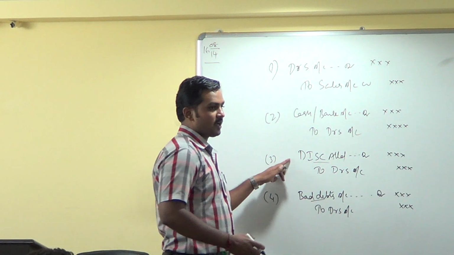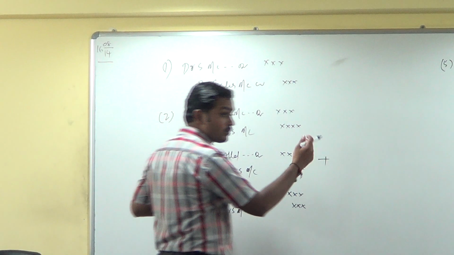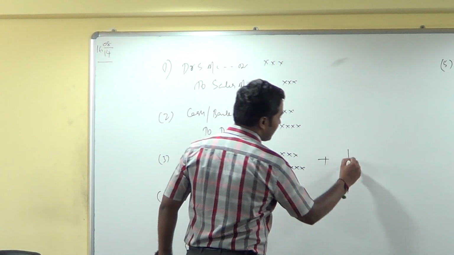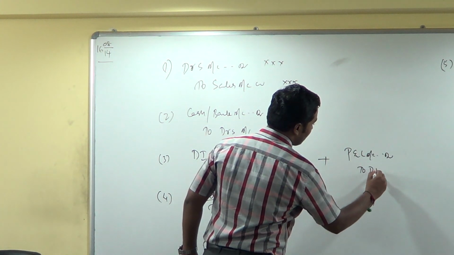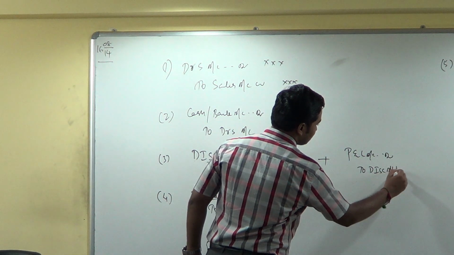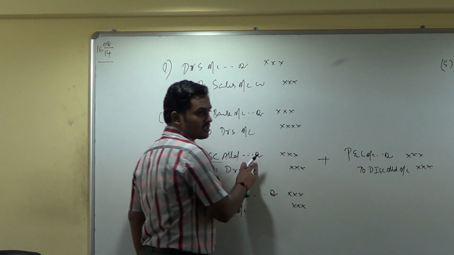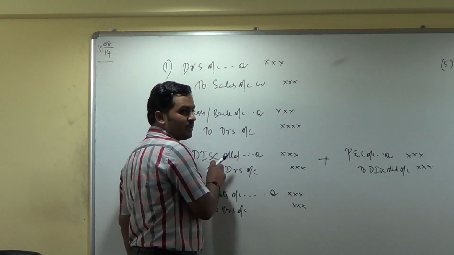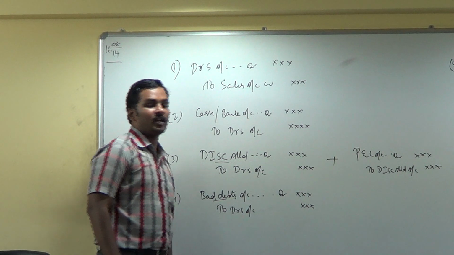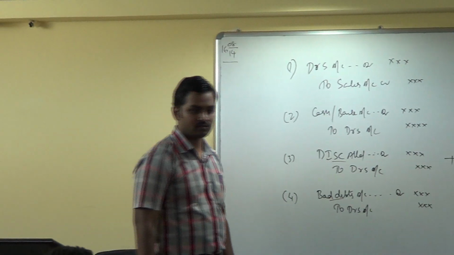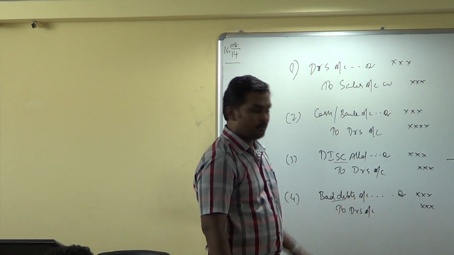What is the entry you are going to pass? You have to pass this entry and you have to pass one more entry to close this account. What is the entry you have to pass? Profit and loss account debtor to discount allowed account. So when discount is allowed, this is the entry we pass. When you have to close this account by transferring it to P&L account, this is the closing entry we pass. P&L account debtor to discount allowed account. What is the entry you have to pass to close bad debts account?